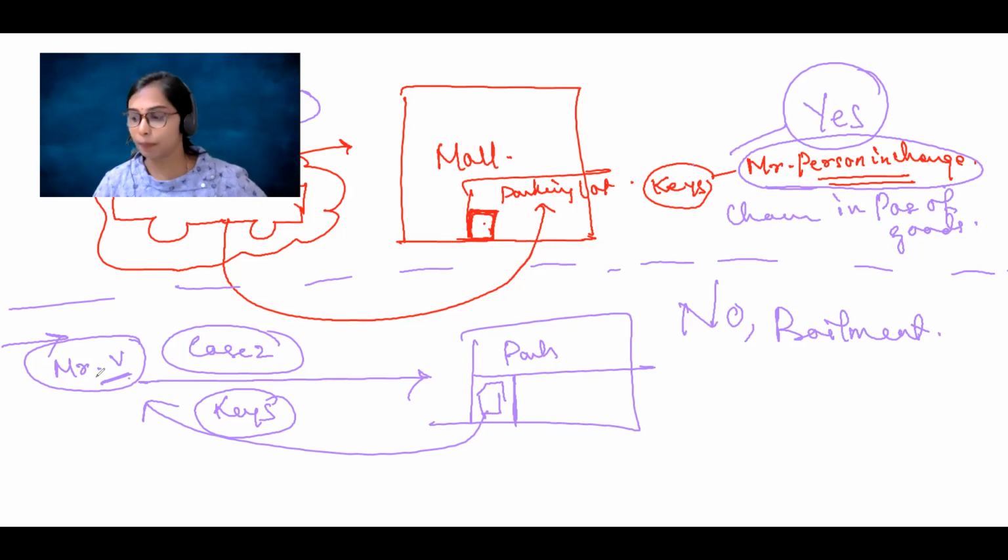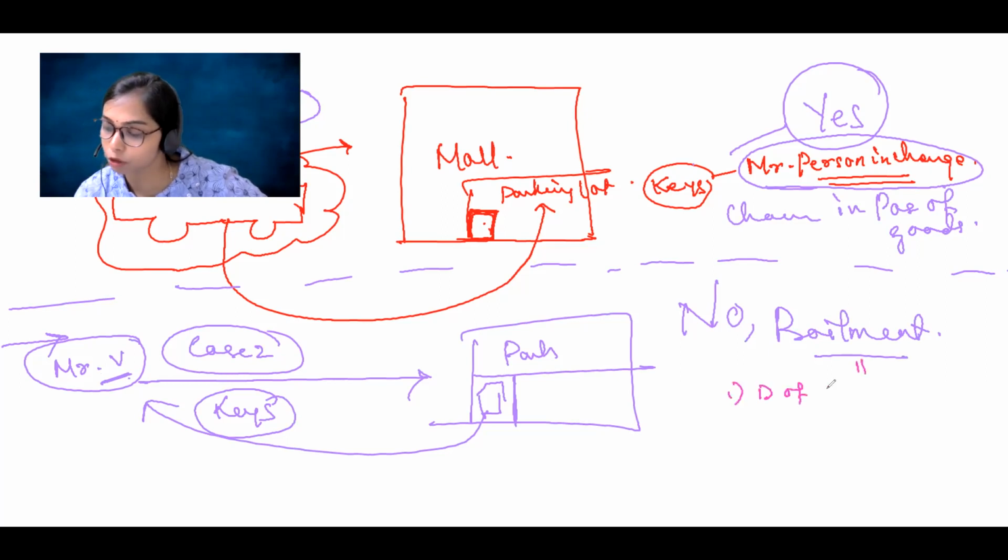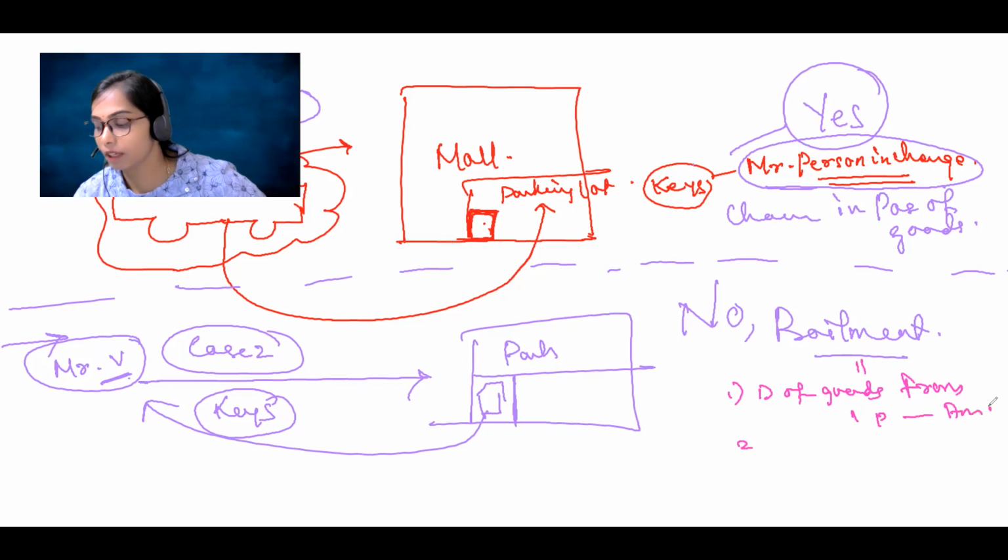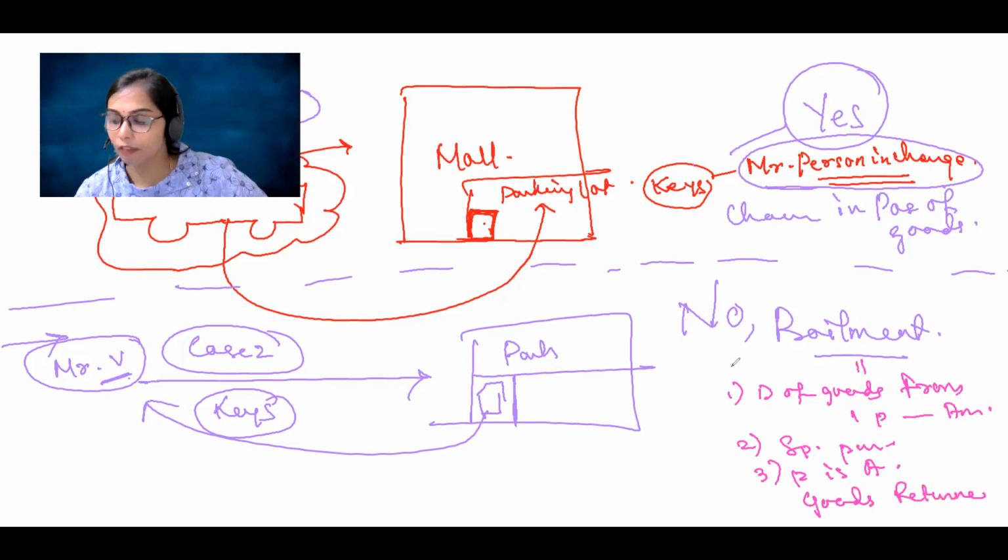What does bailment say? Bailment says a very important thing. That is, first, there is delivery of goods. From one person to another. For a specific purpose. As and when the purpose is accomplished, the goods are returned. Is any of the criteria satisfied here?